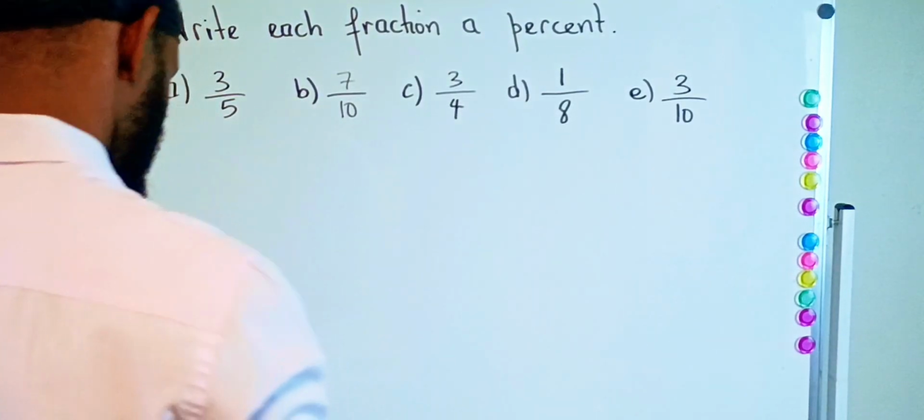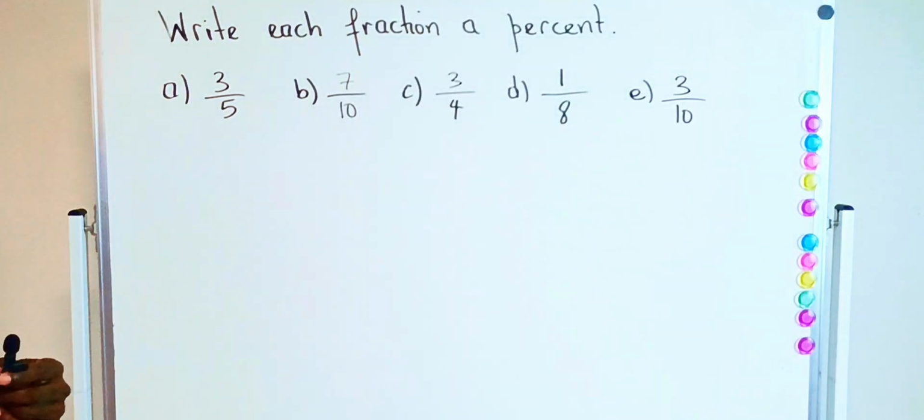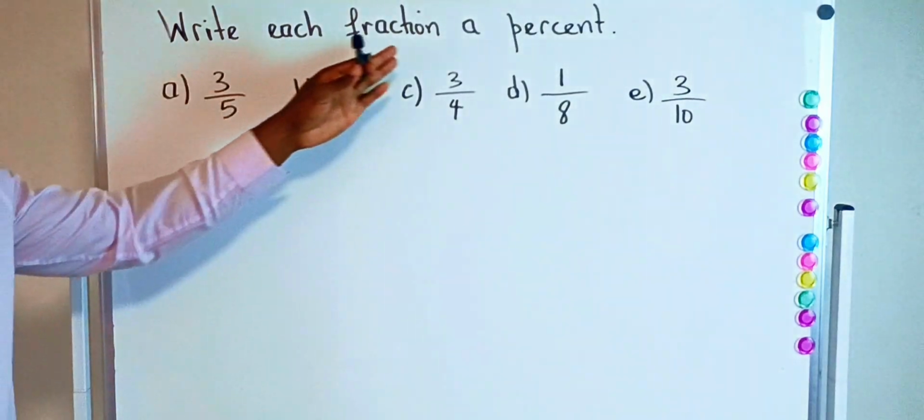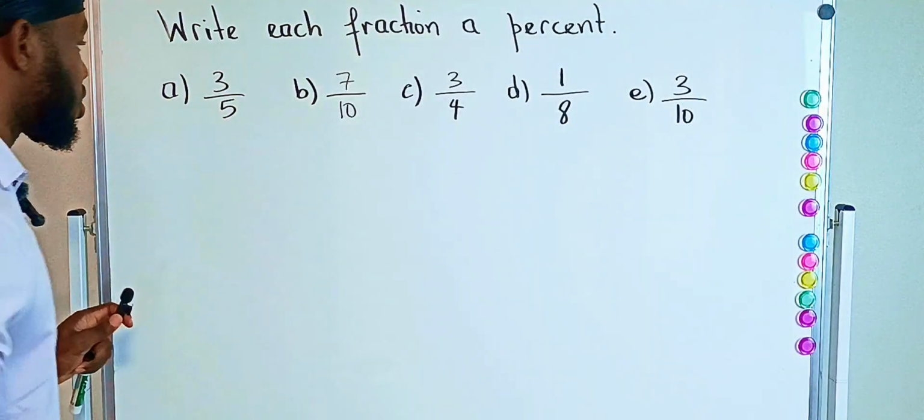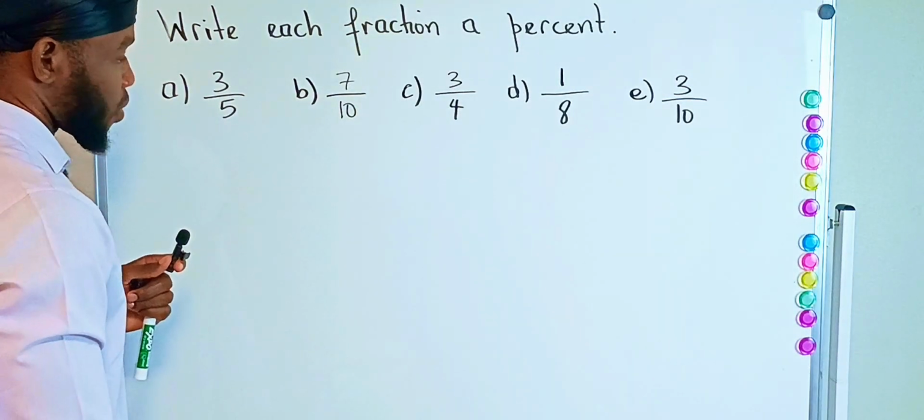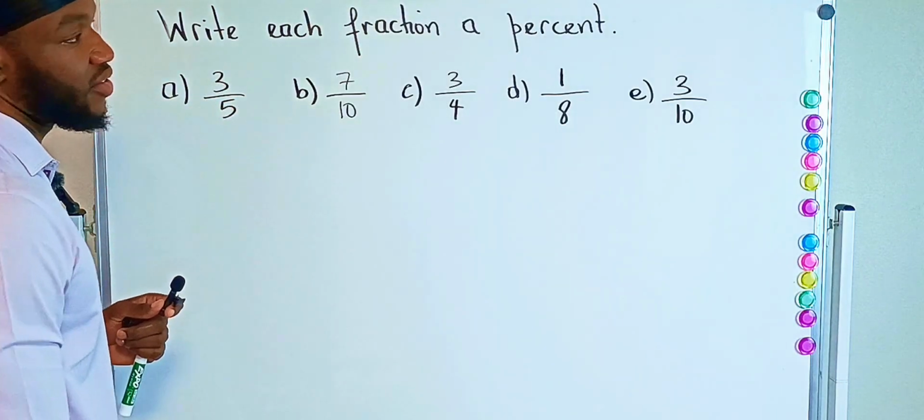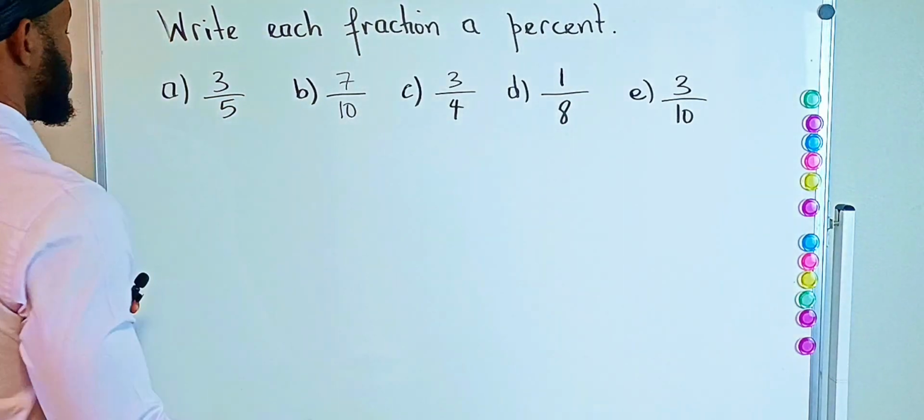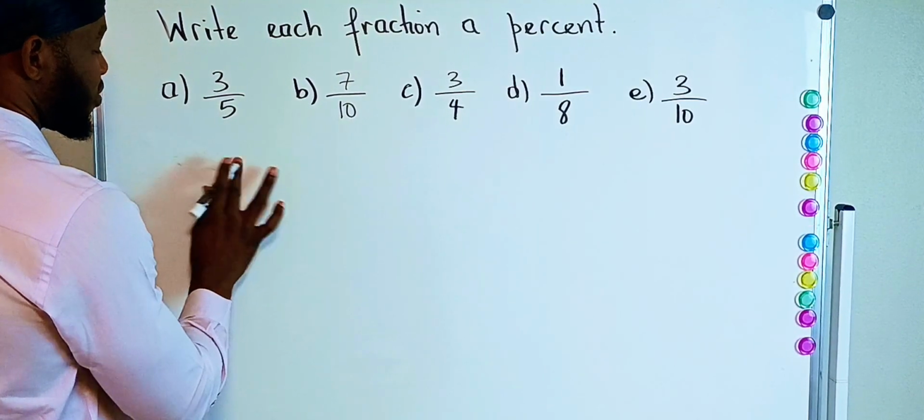Okay, guys, let's go. We're gonna solve this real quick. We got those exercises to solve. They ask us to write each fraction as a percent, so it's gonna be easy. Since we got a fraction to write as percent, first thing to do, you do division in order to have the decimal equivalent. So let's do it. We do 3 divided by 5.